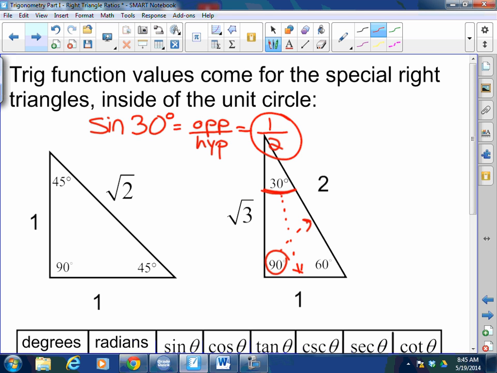The theta in this case is 30. Very good. Thank you. That is the angle measure. Sir? What do you do with that 1/2? That is the value of the sine of 30 degrees.